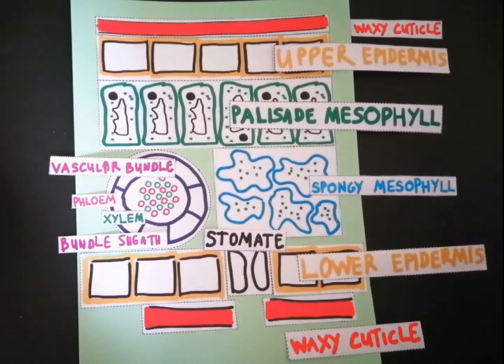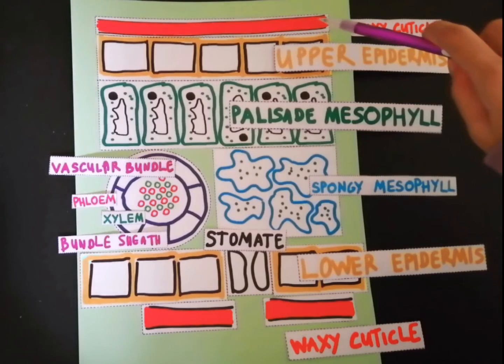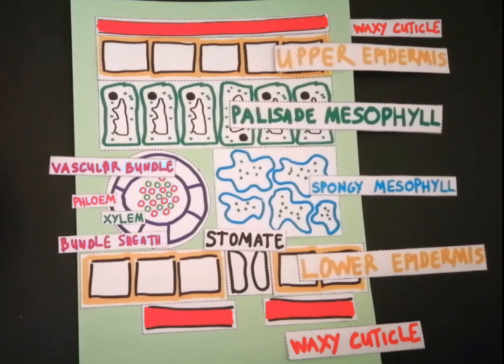Okay, the first one is the waxy cuticle. The waxy cuticle, as you can see here, is the red one. The waxy cuticle reduces the rate of water loss from the leaf surface.